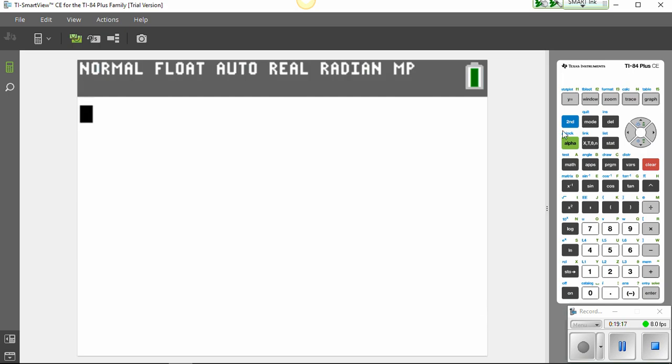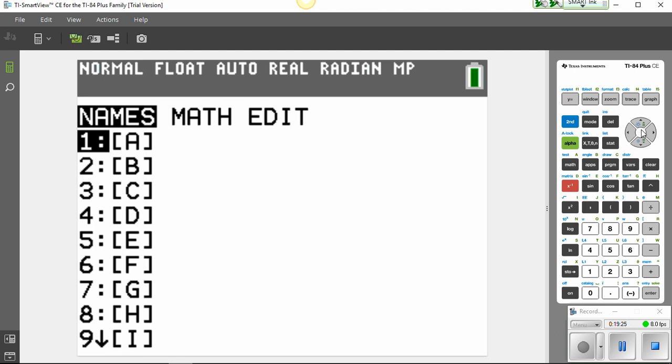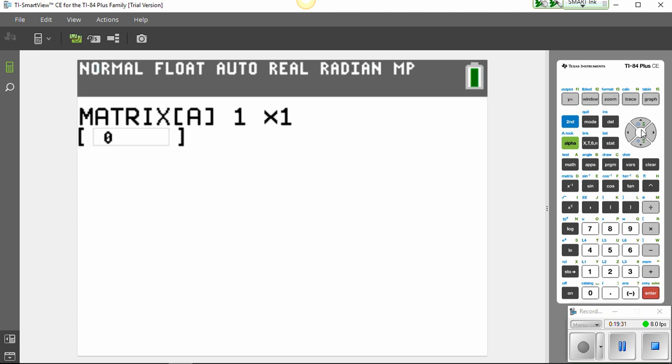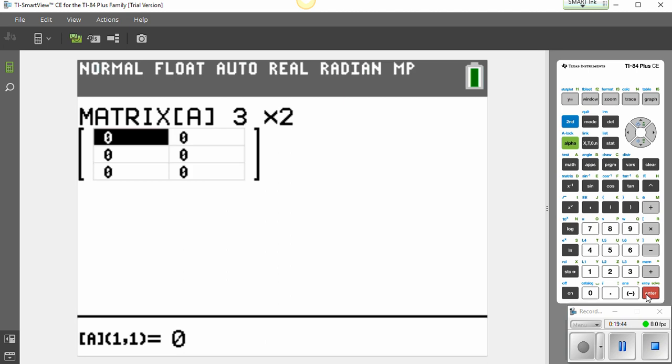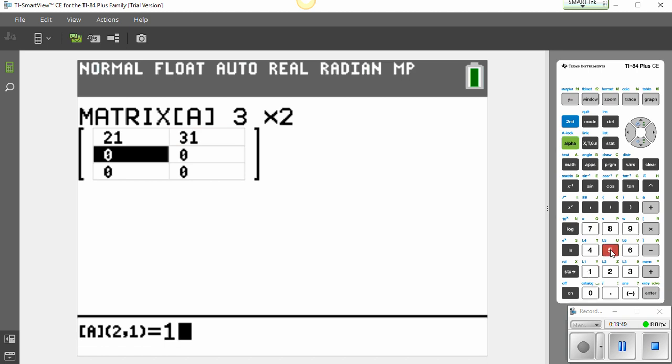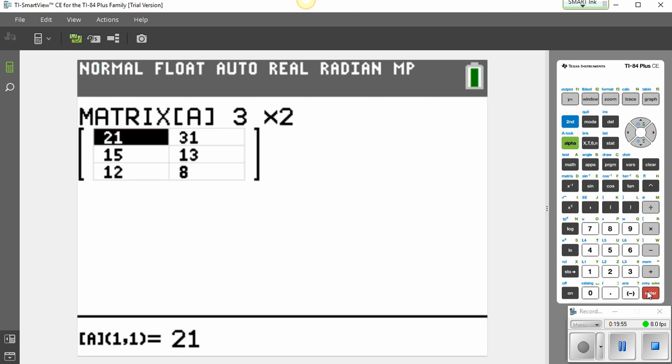Remember, to do our chi-square test for both homogeneity and association independence, we're going to go to second and then matrix. Then we need to go over to edit, and we're going to edit matrix A. Remember it's usually rows by columns. So we have 3 rows by 2 columns. And that's going to let me type in the values. So I have 21, 31, 15, 13, 12, and 8.